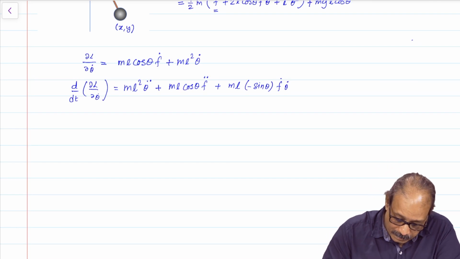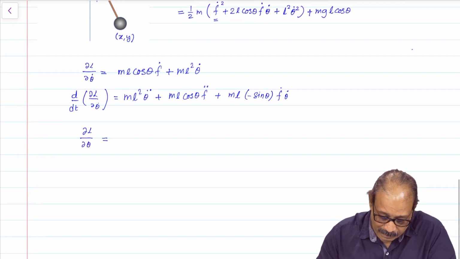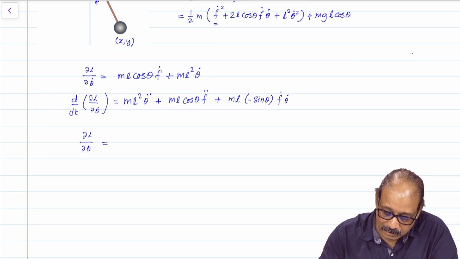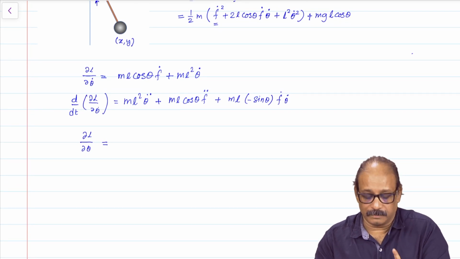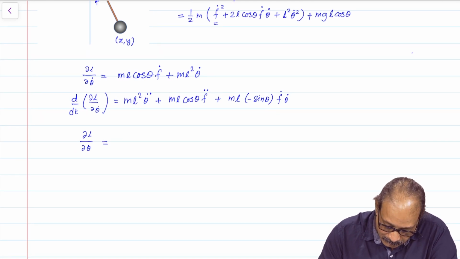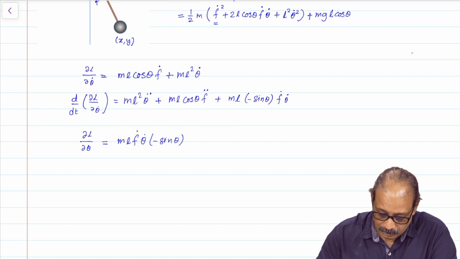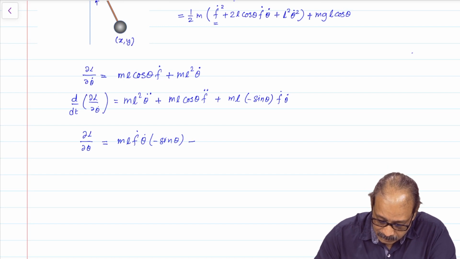Okay. And also look at del L over del theta. Remember, now theta appears in several places. So, in the Lagrangian, theta appears here and theta appears here. So, you get two terms there. The derivative of this will be m L f dot theta dot into minus sin theta minus m g L sin theta.